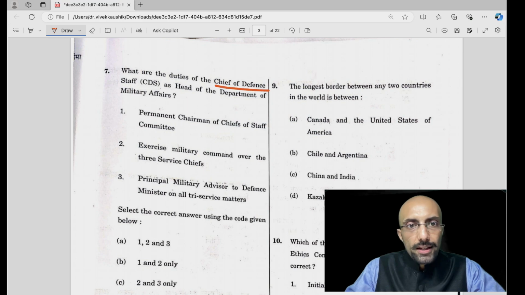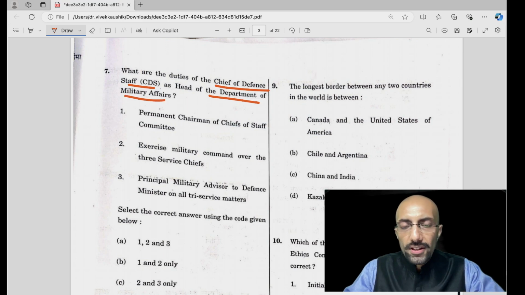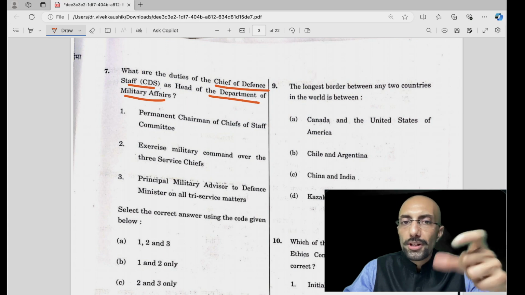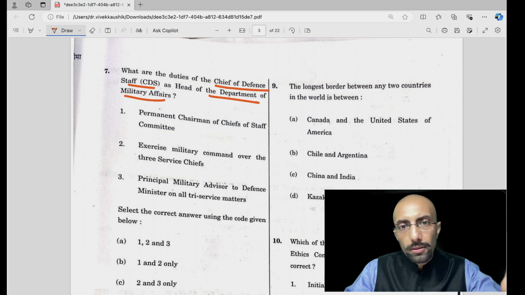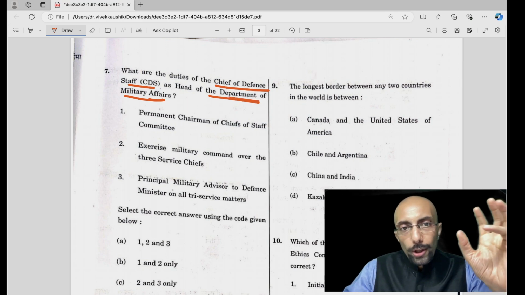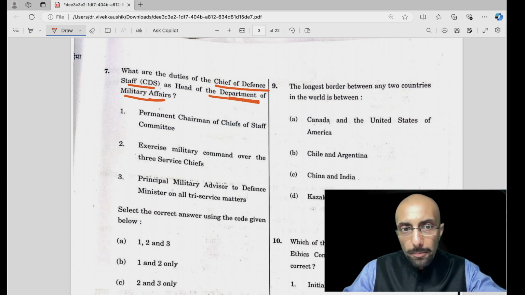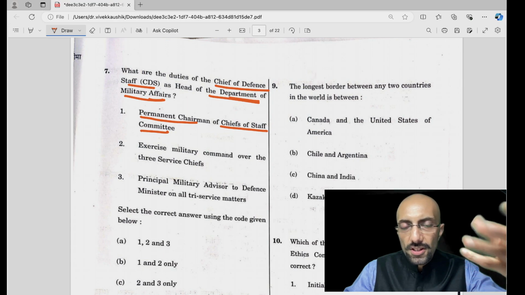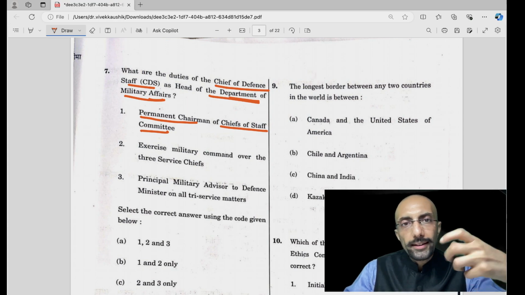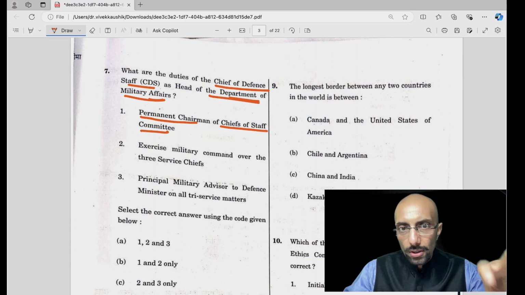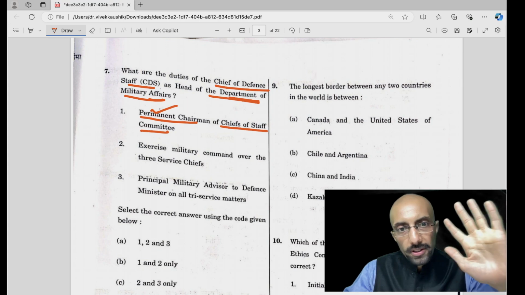Duties of the Chief of Defence Staff as the head of the Department of Military Affairs. You all know that when the first Chief of Defence Staff, the late Bipin Rawat, was appointed, a new department was created within the Ministry of Defence. That department is called the Department of Military Affairs. Now this Chief of Defence Staff acts as permanent chairman of the Chiefs of Staff Committee. So we have a committee consisting of 3 service chiefs, the Army Chief, Navy Chief and Air Force Chief. Earlier, the senior-most service chief used to act as the chairman. But after we created the post of Chief of Defence Staff, he always acts as the permanent chairman, not by rotation, permanent chairman of the Chiefs of Staff Committee.